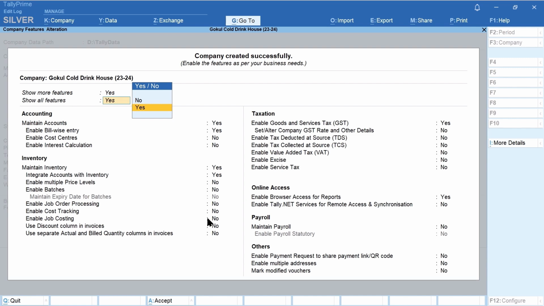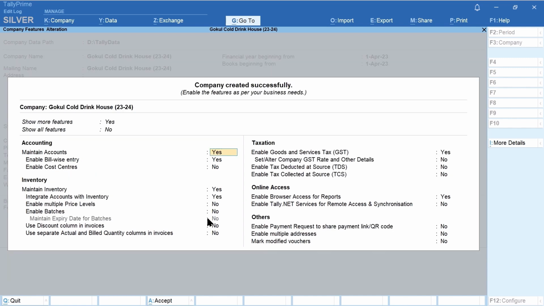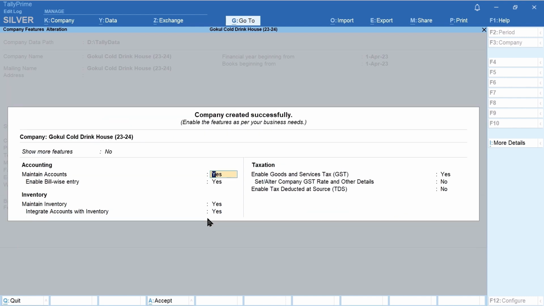Since this is a basic course on Tally Prime, our focus is on learning the most essential features that are commonly used by most organizations. That's why we will set both these options to no for now. We can say that any businessman who wants to use Tally will need these basic features displayed on the screen.